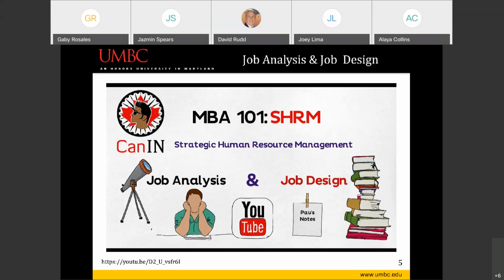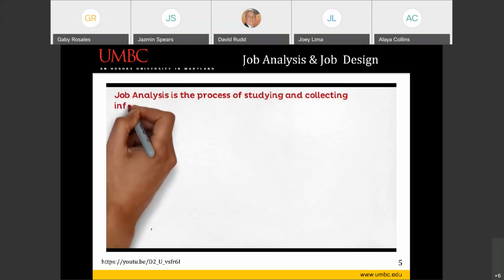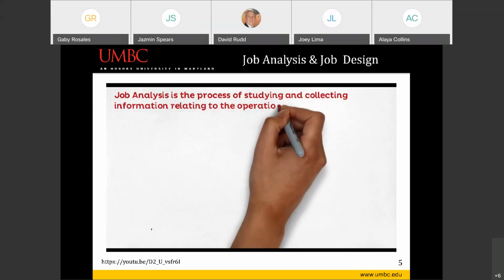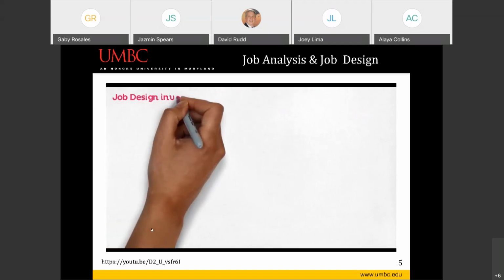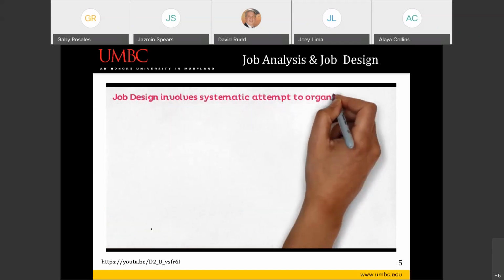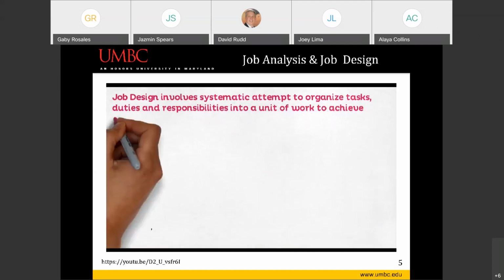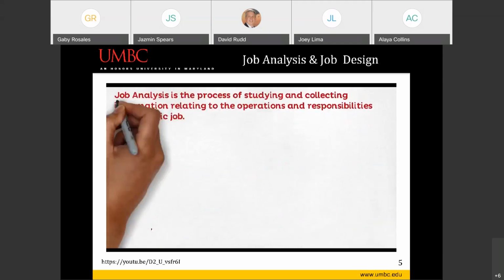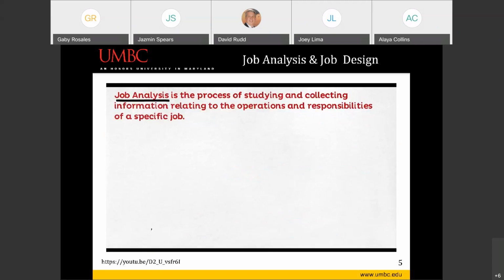Diving straight into the topic, job analysis is a process of studying and collecting information relating to the operations and responsibilities of a specific job. Job design involves systematic attempt to organize tasks, duties, and responsibilities into a unit of work to achieve certain objectives. During a job analysis, the information about duties and responsibilities is compiled by the human resource manager after consulting with the various departments that the job pertains to.